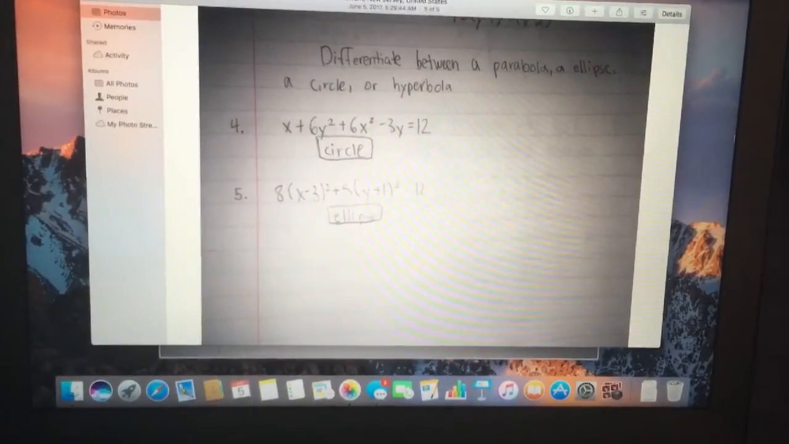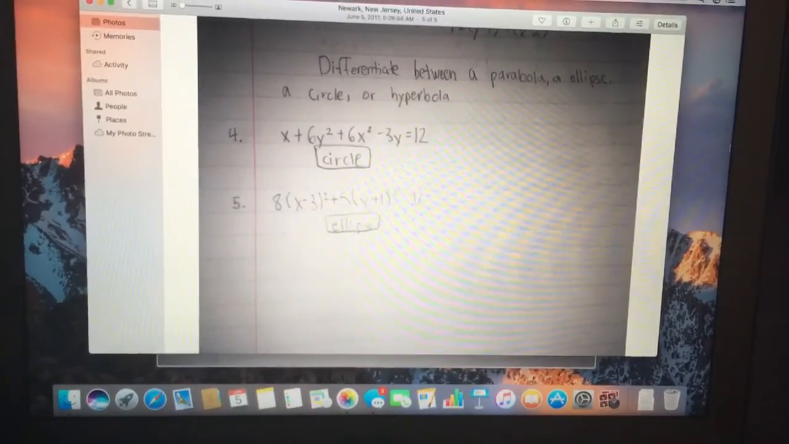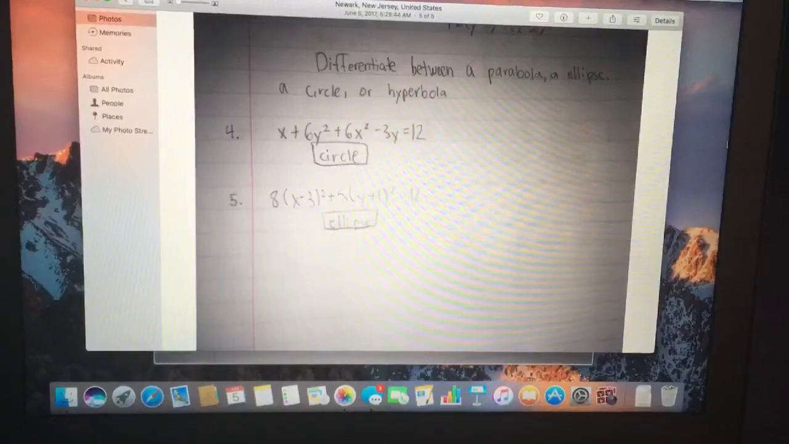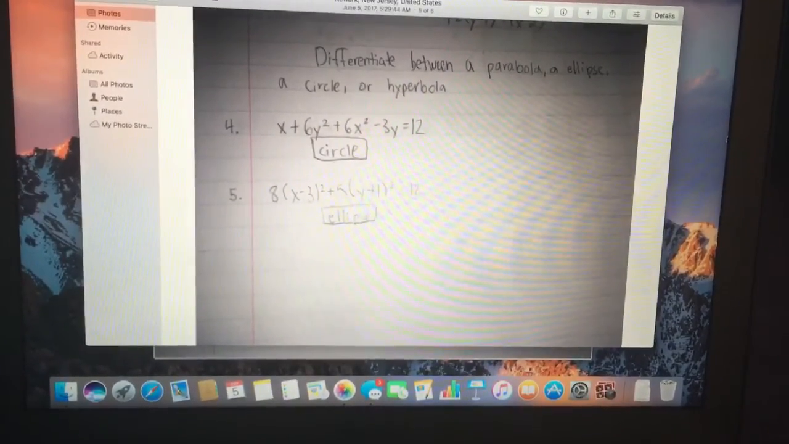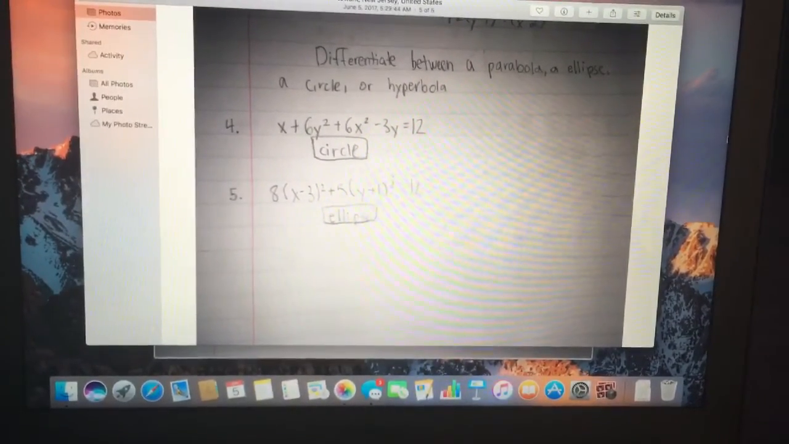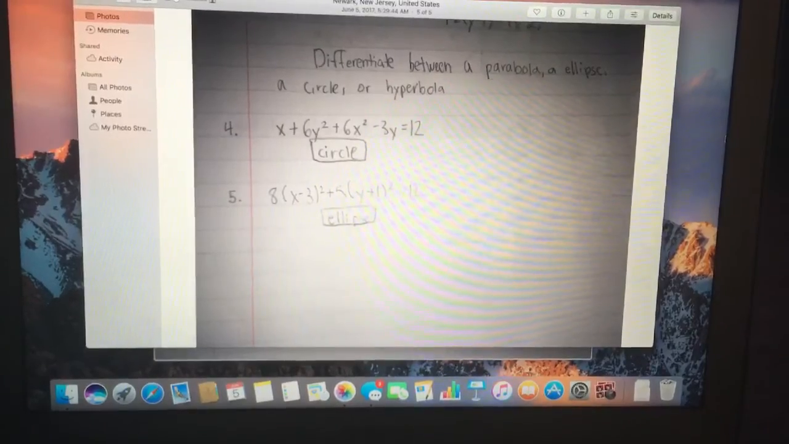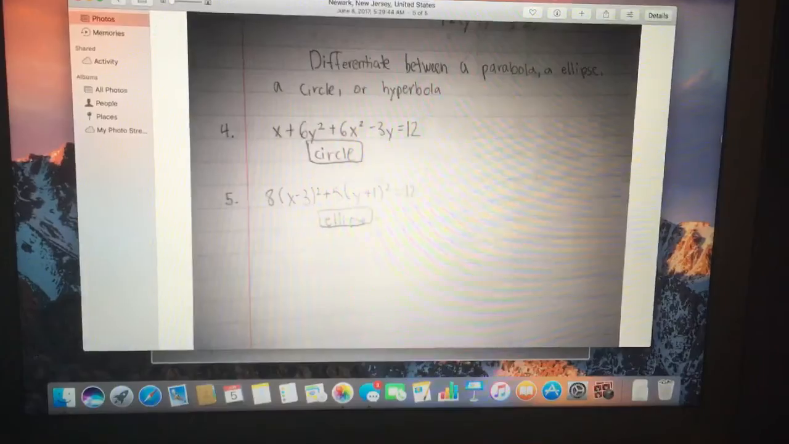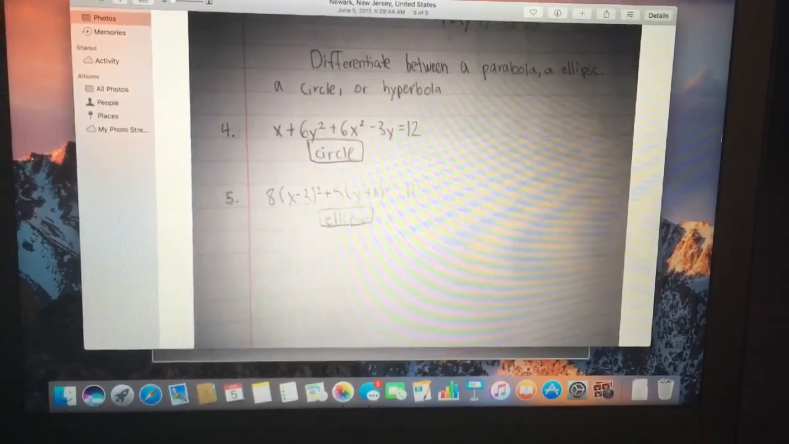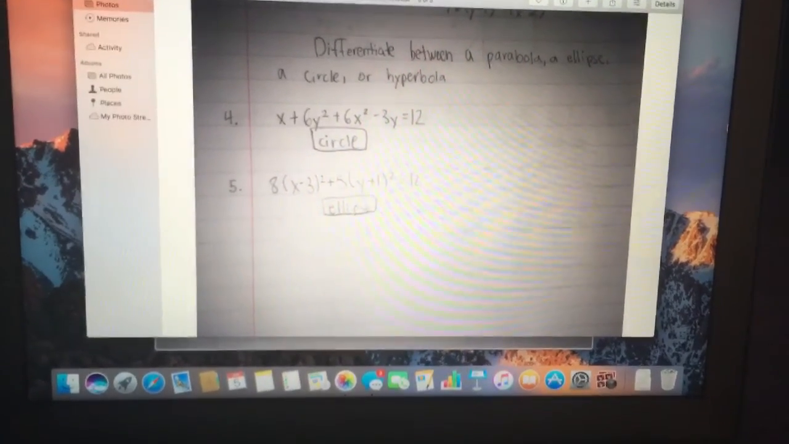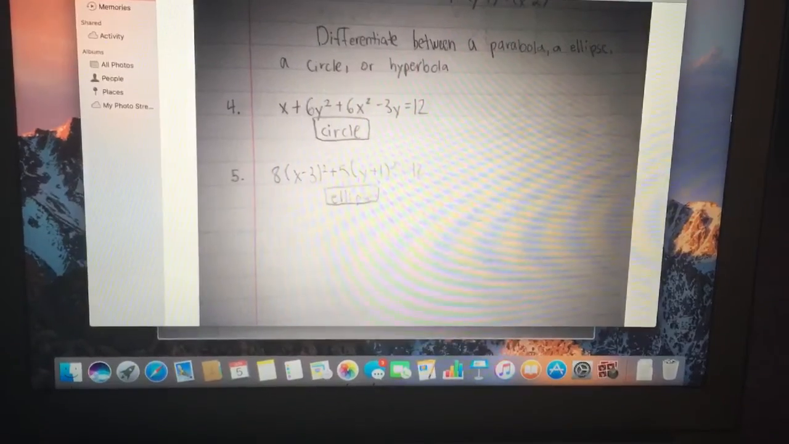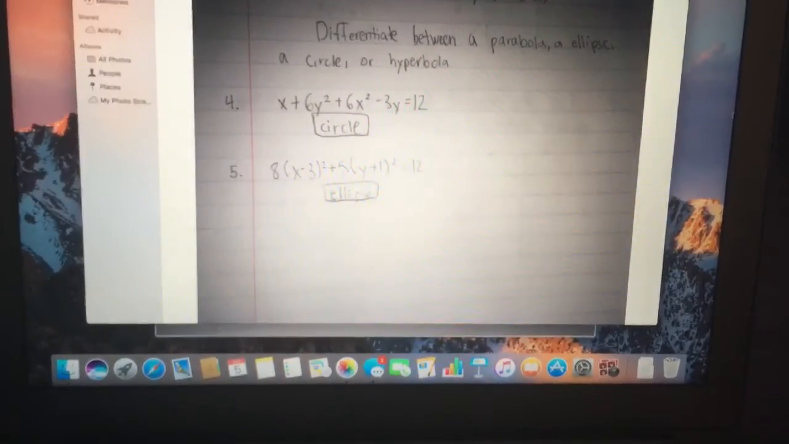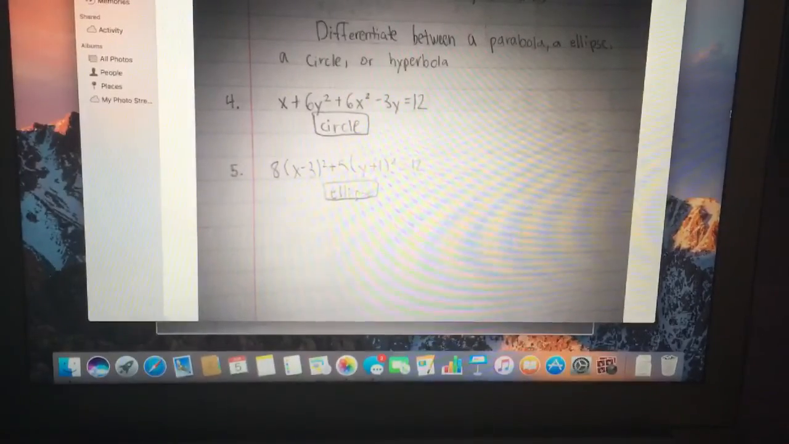Okay, so for our last two problems, I'm going to differentiate between a parabola, an ellipse, a circle, or a hyperbola. There are two problems here, and I'm going to tell you what they are and why. For the first one, I'm noticing that I have 6y squared and a positive 6x squared. So a few important details. First of all, both y and x are squared, so it's not going to be a parabola for sure. They have the same coefficients and they're both positive.